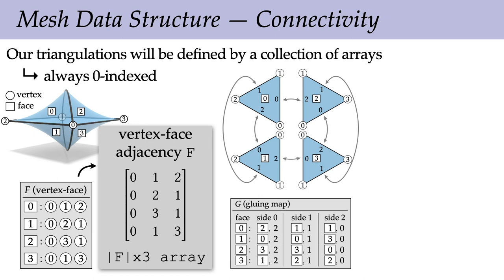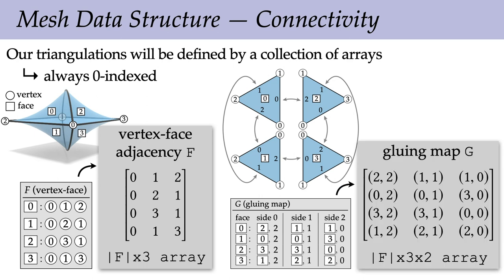We'll also work with the gluing map, which is important because it tells us how the sides of each face glue together. So in our Python code, the gluing map will be an F by 3 by 2, so number of faces by 3 by 2, NumPy array of integers. You can think of the entries of this gluing map as being in correspondence with the list of faces. And for each side of each face, the gluing map tells you what side of some other face that edge is glued to. And we'll talk more about manipulating this array later.